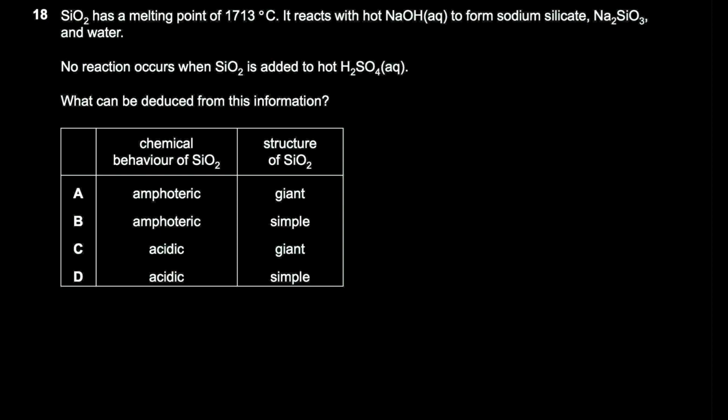That means SiO2 must be acidic, because it's reacting with hot alkali, but it does not react with acid. It's not amphoteric because amphoteric means it reacts with both alkali and acid. And we know that SiO2 has a giant covalent structure, and the evidence given to us is that it has a very high melting point. So the answer is C.